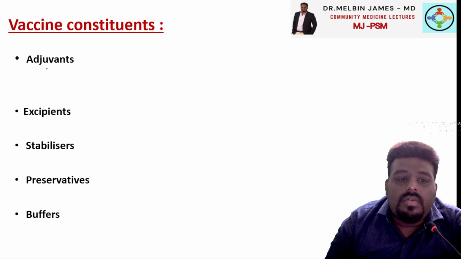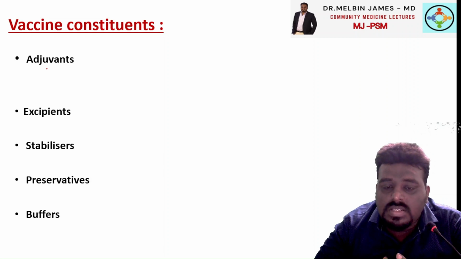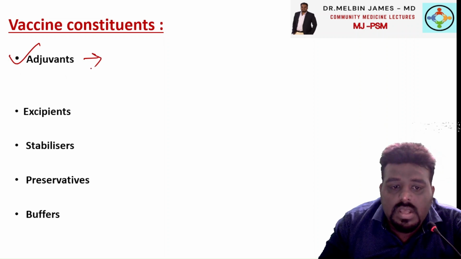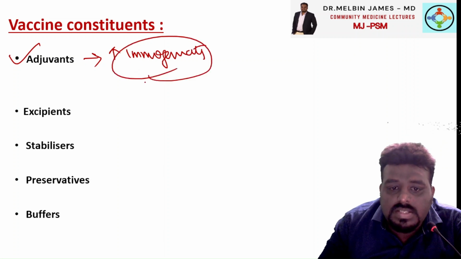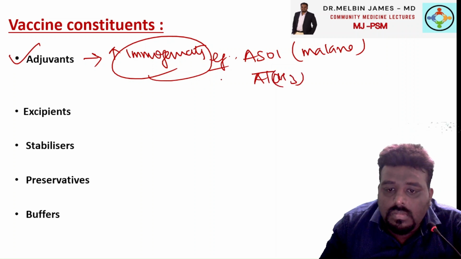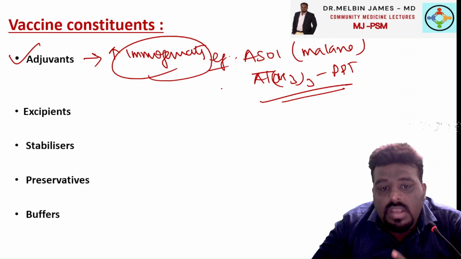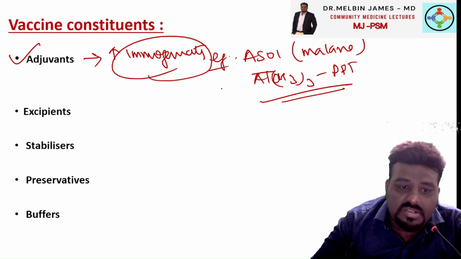Next, we'll see what the vaccine constituents are. There are some substances in vaccines which hold the vaccine's power. What are adjuvants? Adjuvants are materials which increase the immunogenicity of the vaccines. For example, AS01 in the malaria vaccine and aluminum hydroxide in DPT. These are adjuvants present in the vaccine to increase immunogenicity, which means faster antibody production and response.